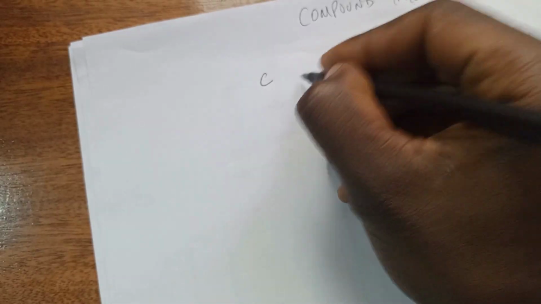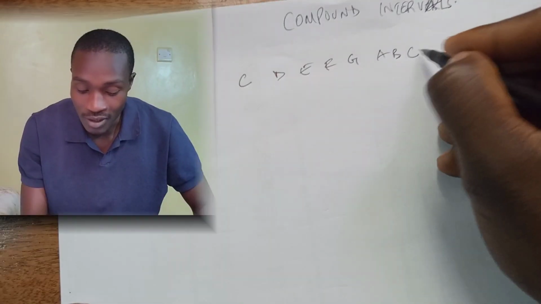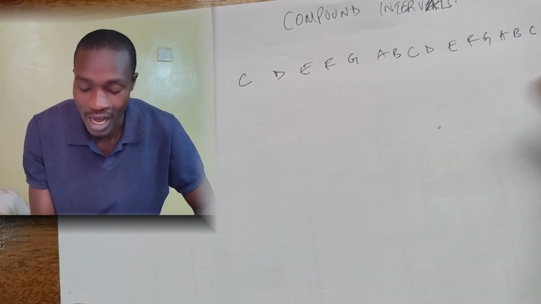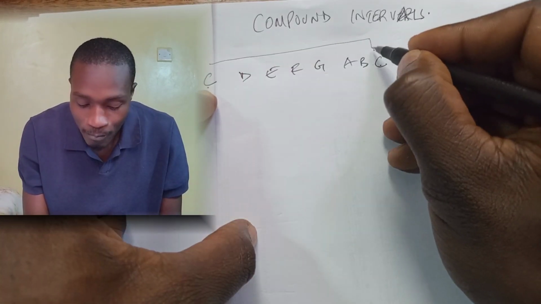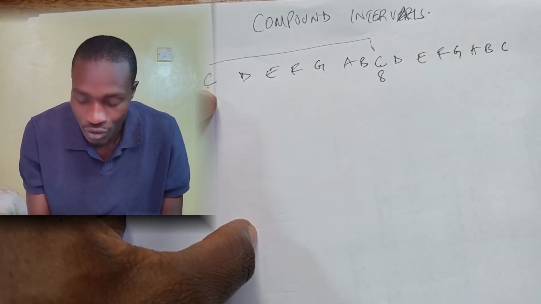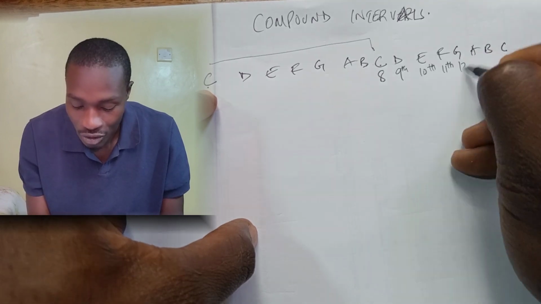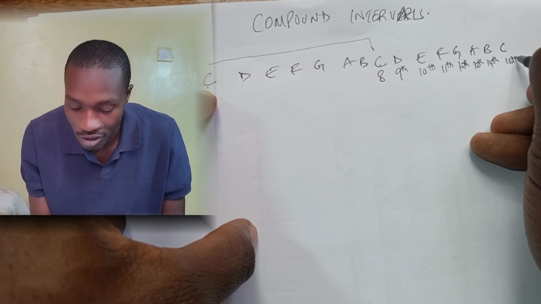For you to reach an octave, for example, you have C, D, E, F, G, A, B, C. Beyond C again, you are going to have D, E, F, G, A, B, and then up to C. So the interval from C to C is quite simple. Let's move from octave, which is an eighth. Going forward, you are going to find a ninth, a 10th, 11th, 12th, 13th, 14th, 15th, and so on. Let's see the concept of finding the interval which is more than an octave.